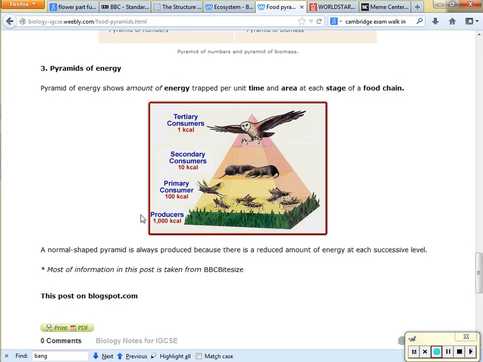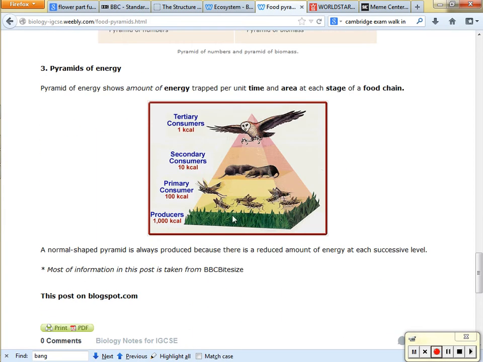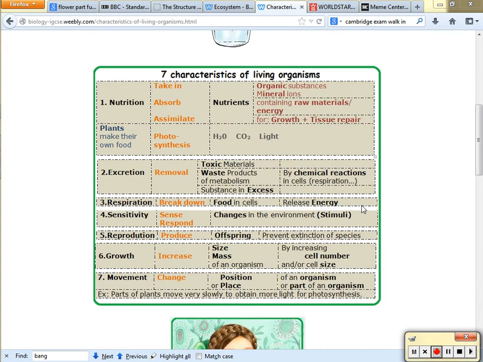Now, what is causing this 10% change? What is causing the next trophic level to only be able to take 10%? And that's because each level still has to do Mrs. Gren. All right. So characteristics of living things. So there's your Mrs. Gren.